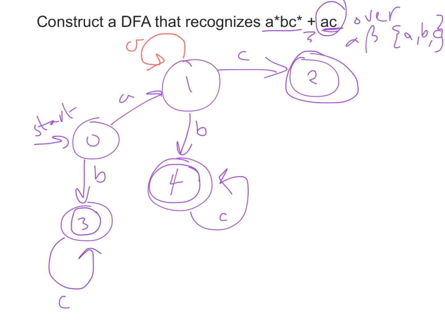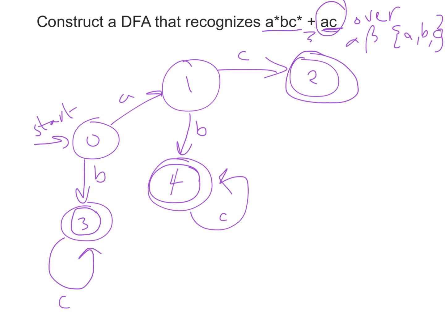Because if we had an A loop there, that would mean that we would accept, let's see, what strings would we accept? If we had an A loop there, we could take an A and then do 2 more A's and then do a C. And that's not legitimate, right? Because we can have either 0 more A's with a B in the middle and then 0 more C's, or straight AC with nothing in between. So this A loop here is no good. So we got to get rid of that.